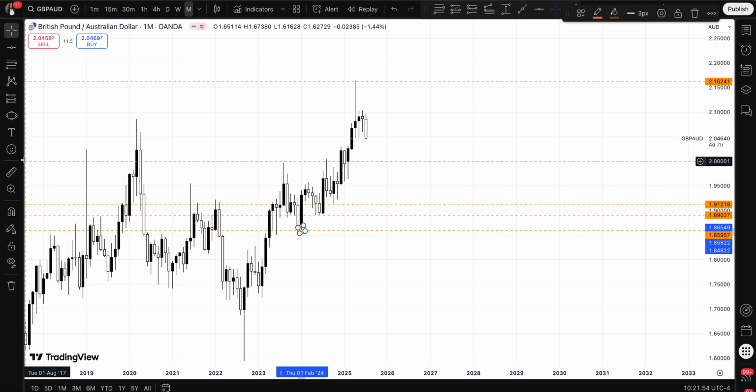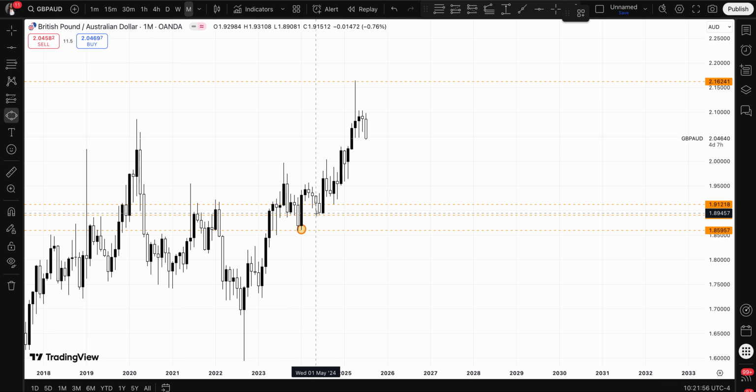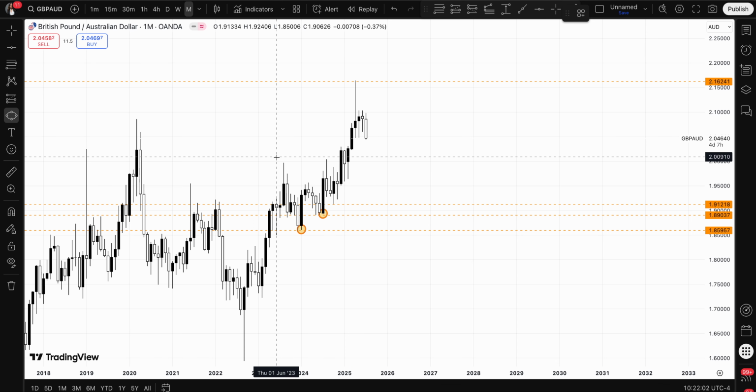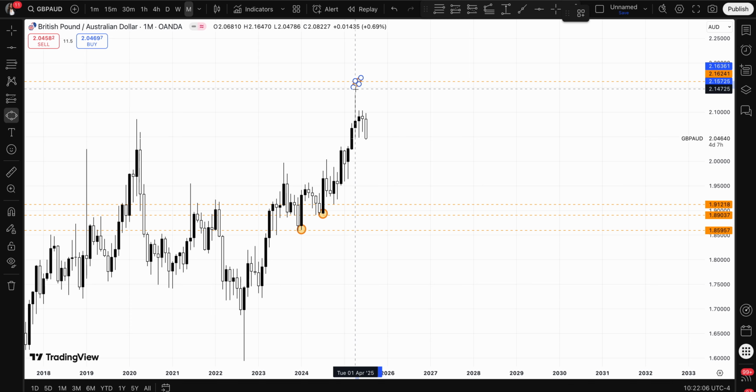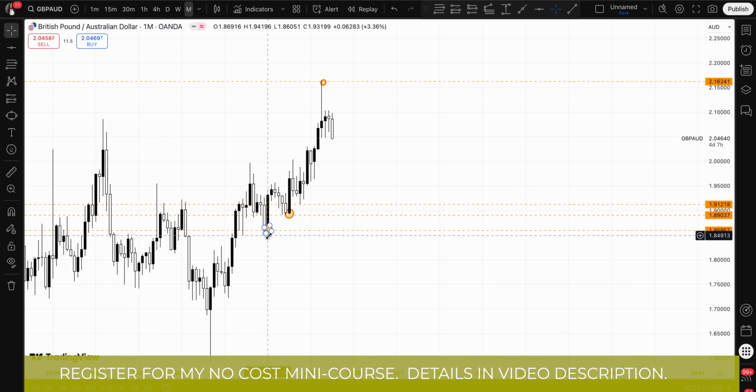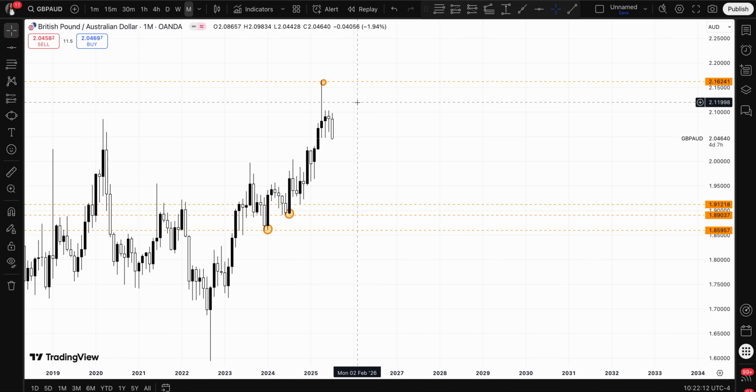So I was just going to point out the areas that I identify as support, as those are the areas that are the swing lows. So if you don't know what swing low, swing high is, I encourage you to go to the no cost mini course. The details are in the video description, but basically support and resistance is what I figured out, right? So I'm done with the monthly because this is all I'm marking up on this time frame.